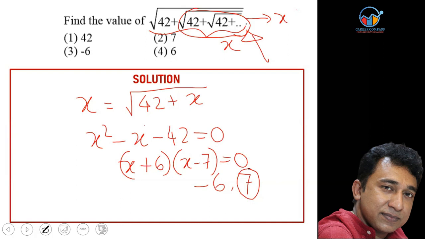The other way to look at this question is definitely 42 cannot be your answer. Now, out of -6 and 6, understand, root over 36 is plus or -6. Now, what we have is root over 42 plus k. So definitely it will be more than +6 or -6. So that way also you can choose 7 by logic as your answer, right?